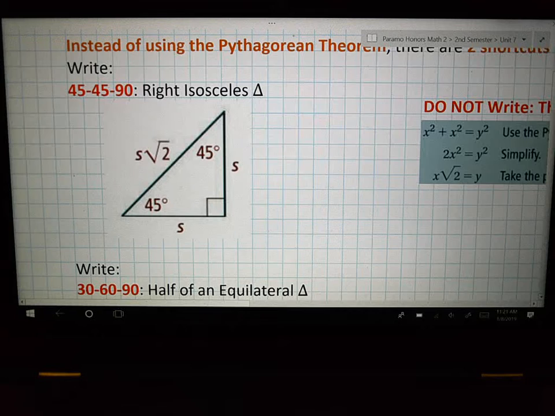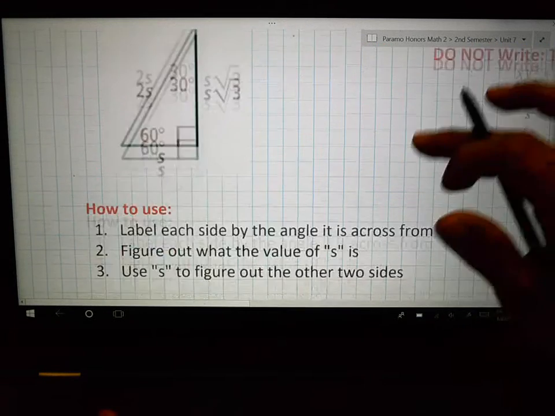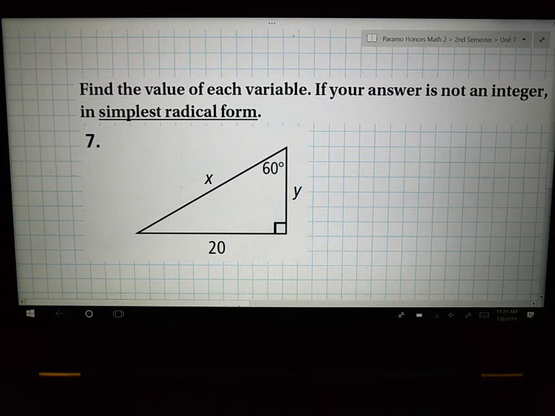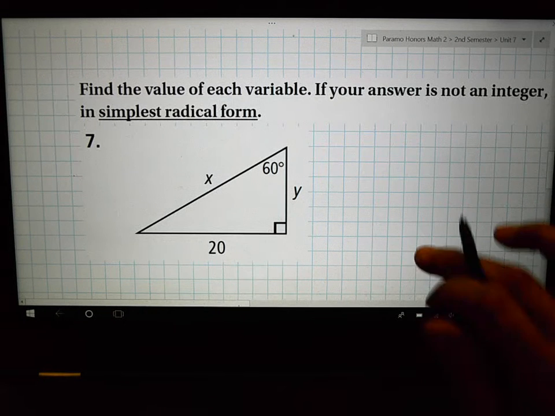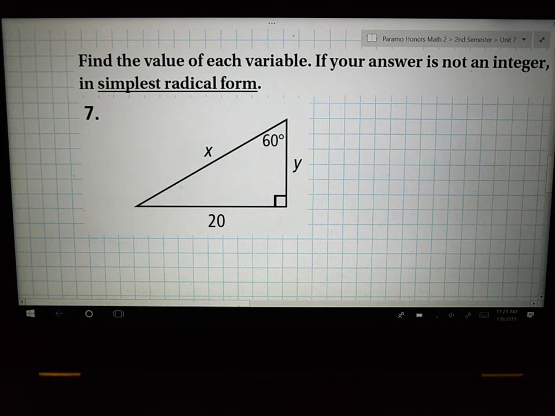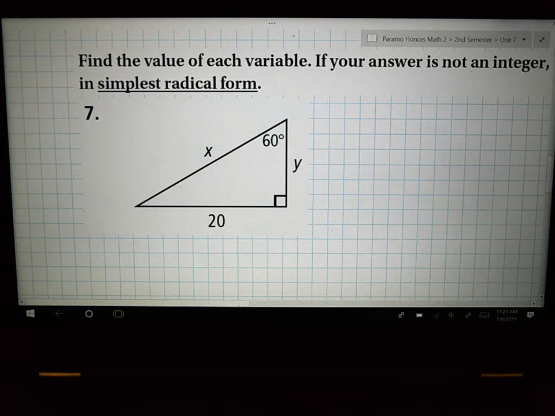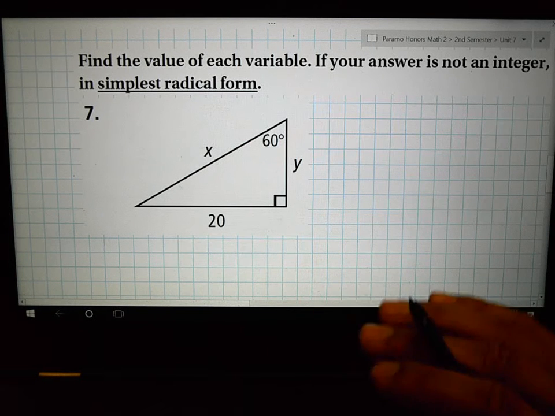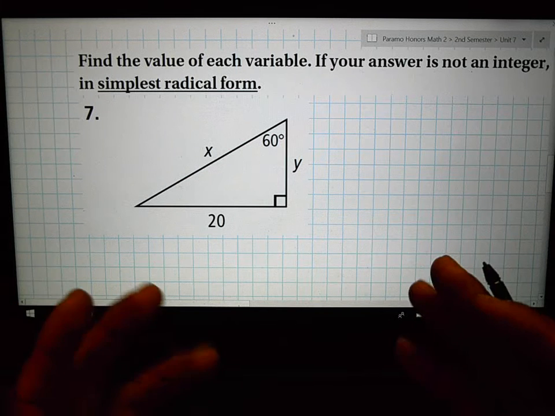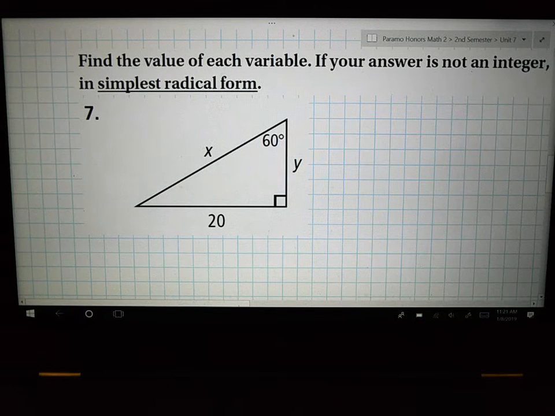In the problems that you have, you cannot use the Pythagorean theorem to solve them, so you have to use these shortcuts in order to figure out what they are. When you look at number 7, you have an x, a y, and a 20. It is impossible to figure out what x is or what y is using the Pythagorean theorem without figuring out what one of the variables is. The only way we can do it is using this shortcut as we do the problems.